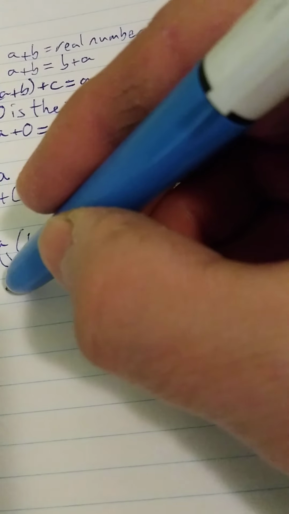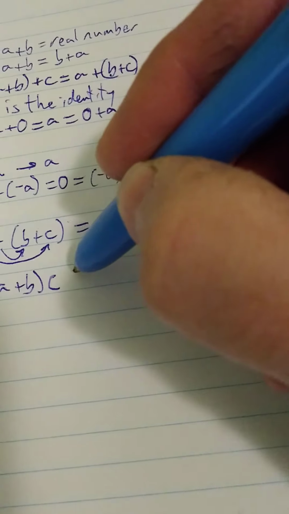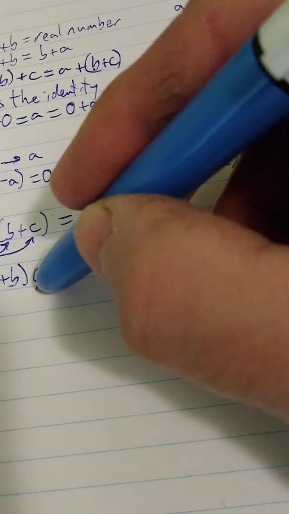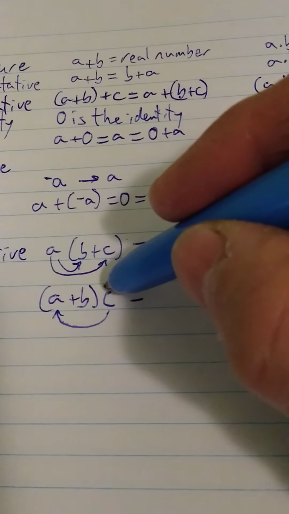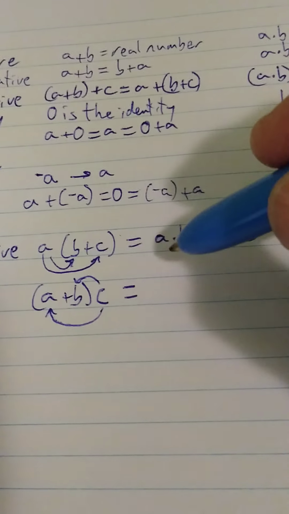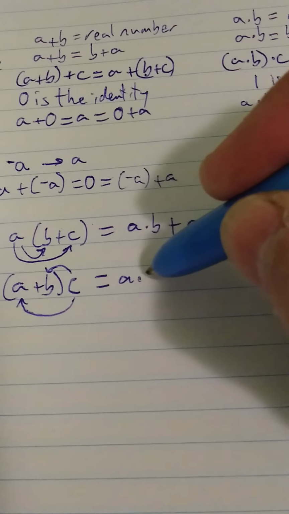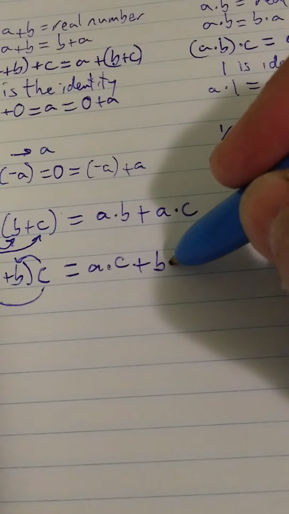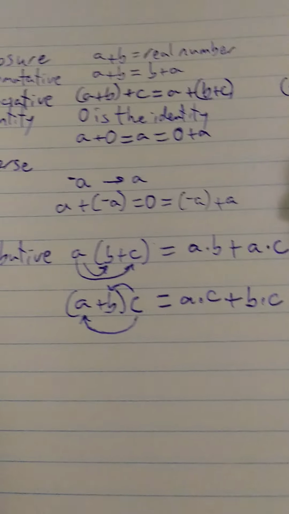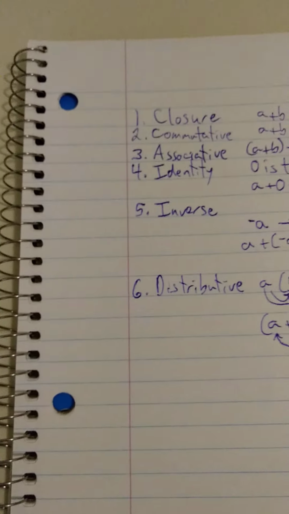You can have a plus b, then multiplying c over here, you get the same thing, because you can multiply a times c and then b times c, like that. Then you get a times c as a result, plus b times c. So that's the distributive property. So those are the 6 properties of real numbers.